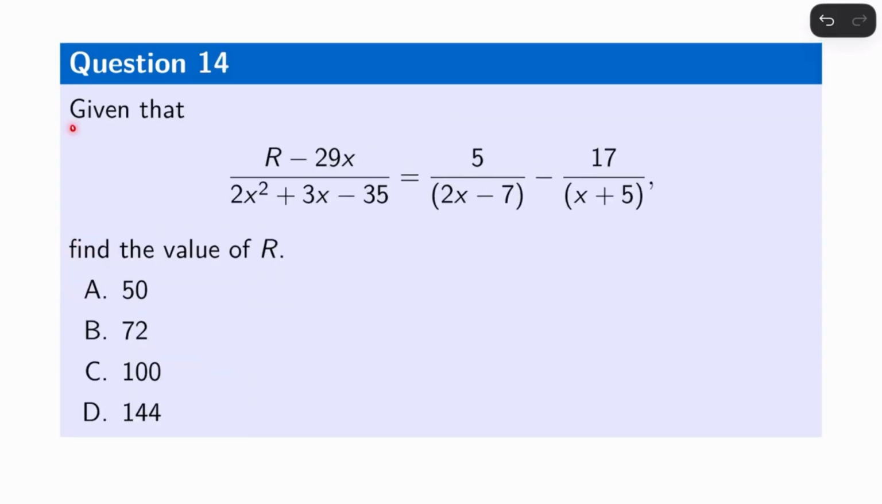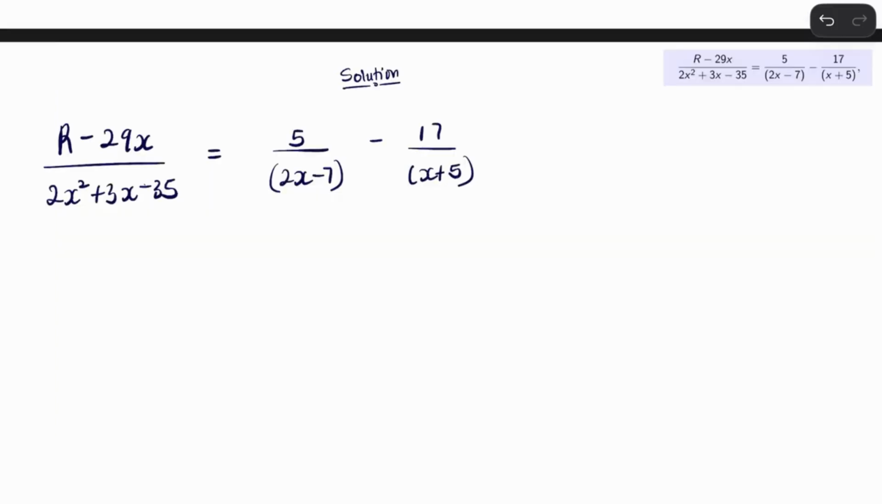Question 14. Given that (r − 29x) divided by (2x² + 3x − 35) is equal to 5 over (2x − 7) minus 17 over (x + 5). Find the value of r. Solution. So here we have to compute the value of r, right? So since the denominators are the same, the numerators must also be equal, right?